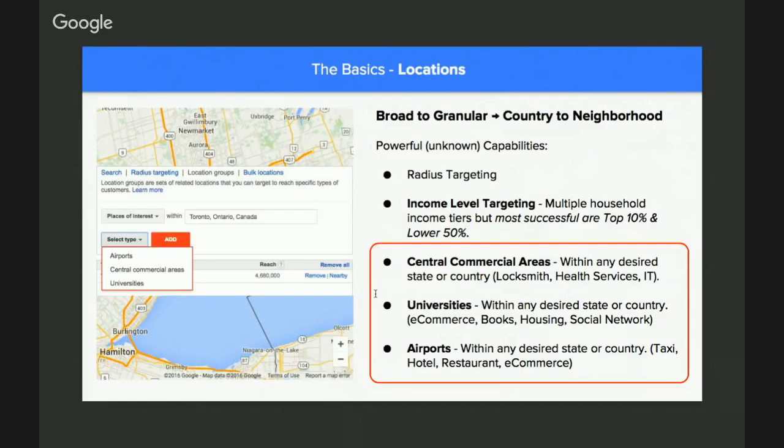The next thing is universities. So if you sell books or you do something with housing or social networks, or if you're an e-commerce company looking to target students or people that surround a college, you might want to target universities.